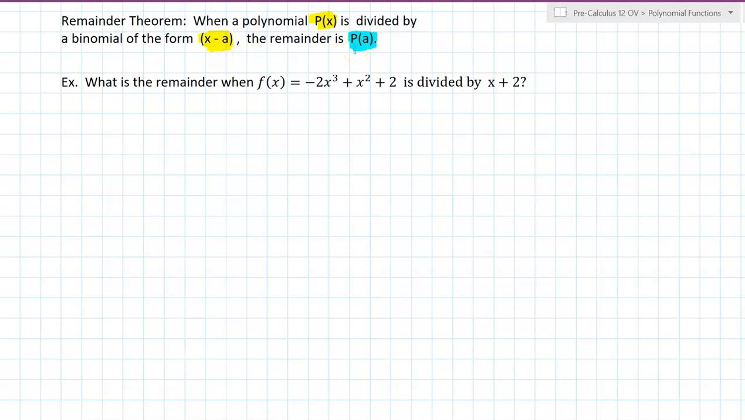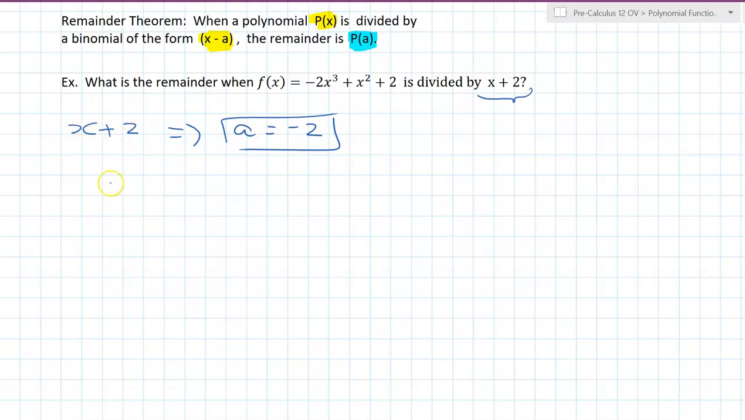So let's go through an example. Instead of going through the long division or synthetic division, which takes longer, we can use the remainder theorem immediately. So first of all, what is a in here? Remember, a is the value of x that makes the divisor equal to 0. So in this case, a is minus 2. Remember that: the value of x that makes the divisor equal to 0, that is your a.